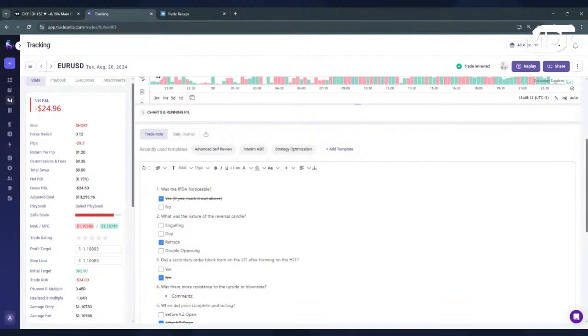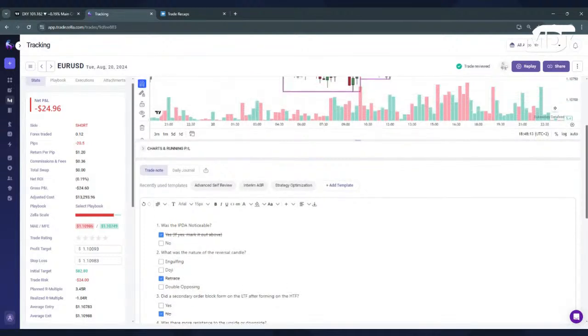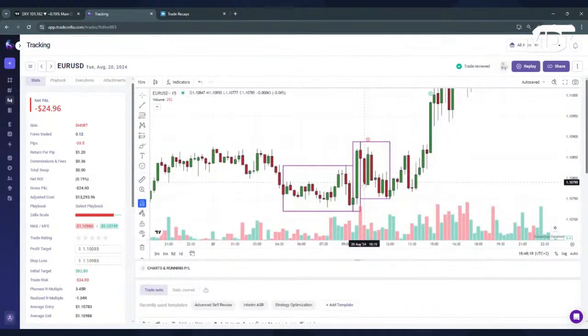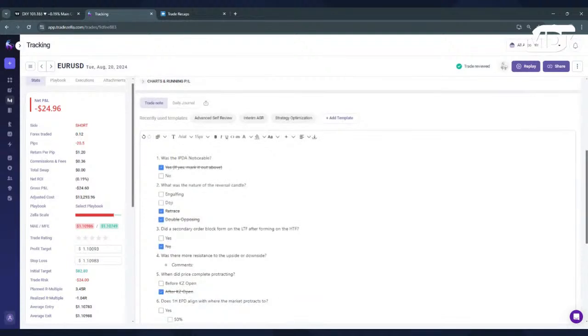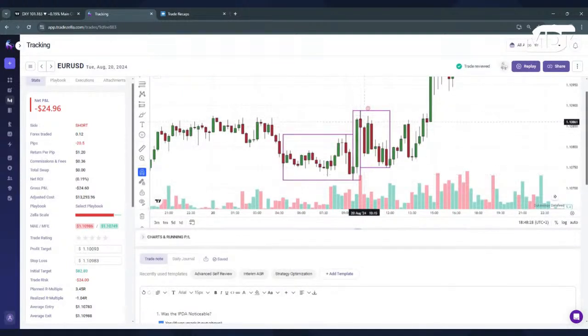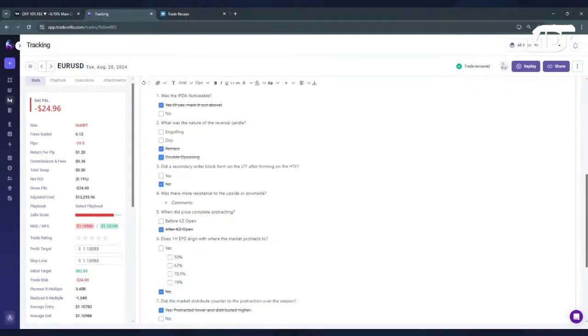Did a secondary order block form? No. Nature of the reversal candle, you guys can see I took it here. That was a retrace candle. Could also be a double opposing, but this first wick here didn't really move much, so I just took it as one retrace.